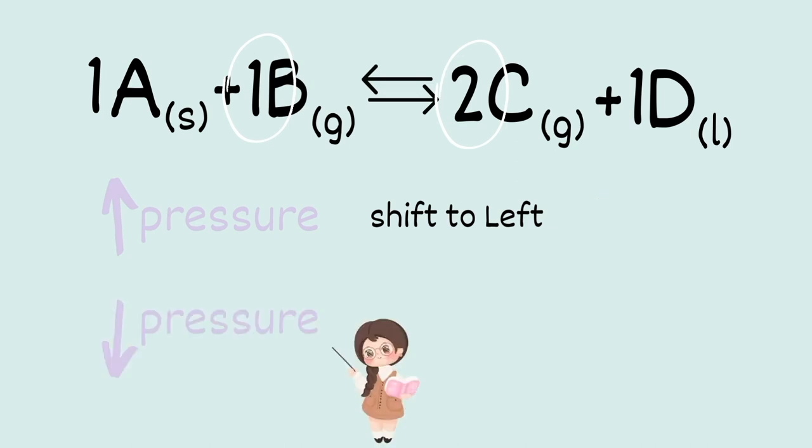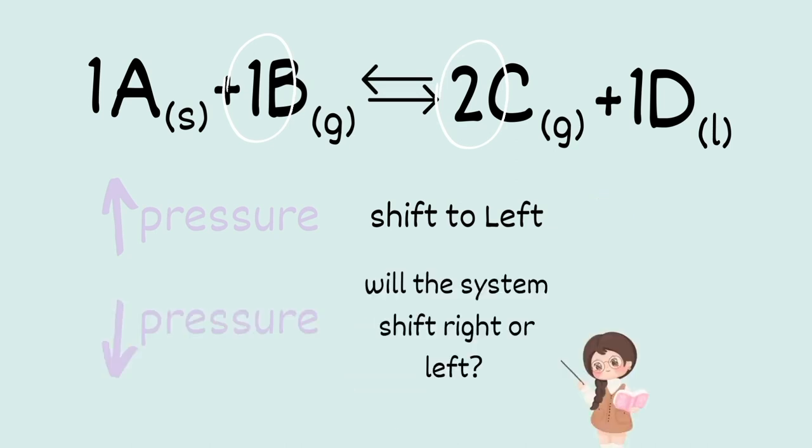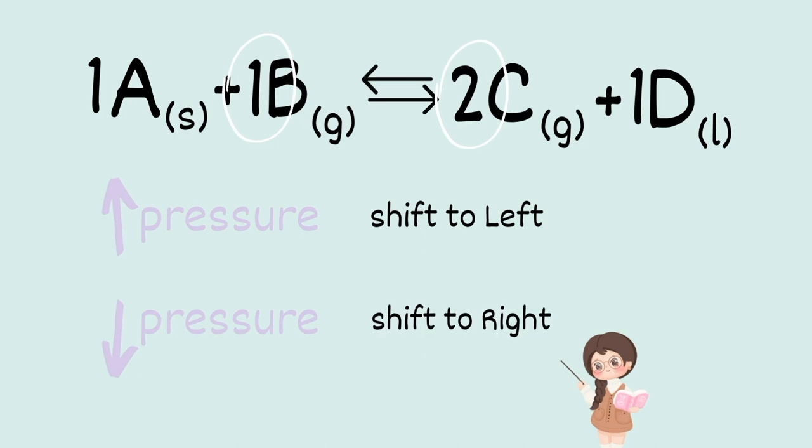Now, what if we decrease the pressure? Will the system shift to the right or to the left? If we decrease the pressure in a system, the system will shift in the direction of more moles of gas. So our system will shift to the right.